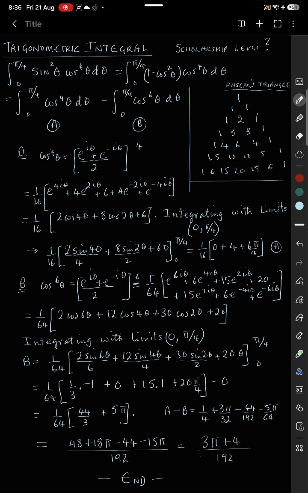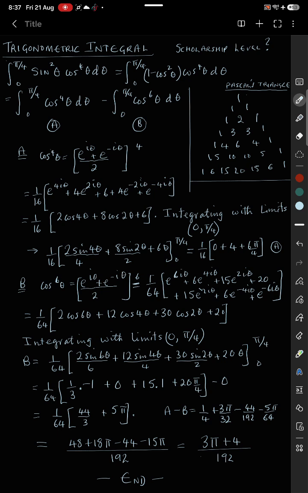Cos to the 6th theta will be (e to the i theta plus e to the minus i theta over 2) to the power 6. And using Pascal's triangle, that becomes 1/64 (e to the 6i theta plus 6e to the 4i theta plus 15e to the 2i theta plus 20 plus 15e to the minus 2i theta plus 6e to the minus 4i theta plus e to the minus 6i theta). And that becomes 1/64 (2 cos 6 theta plus 12 cos 4 theta plus 30 cos 2 theta plus 20). And again, integrating between the limits 0 and pi upon 4.